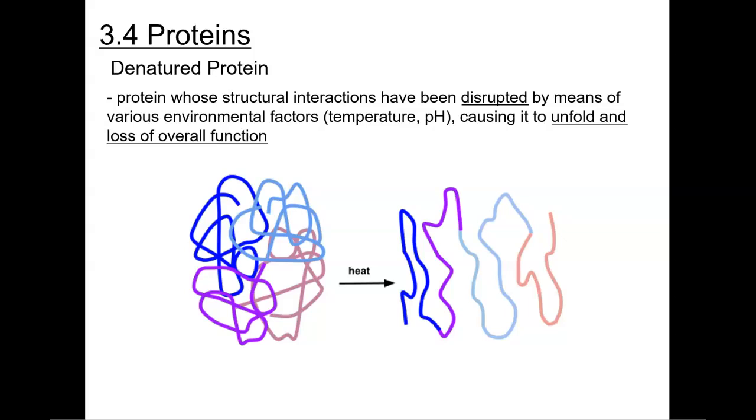Proteins only work when they're in the correct shape. You can do a process called denaturation to denature a protein, and that's a protein whose structural interaction has been disrupted by means of various environmental factors. Now, pH can do this, temperature can do this, even mechanical things can do this. And so that causes that protein to unfold and to lose its overall function.